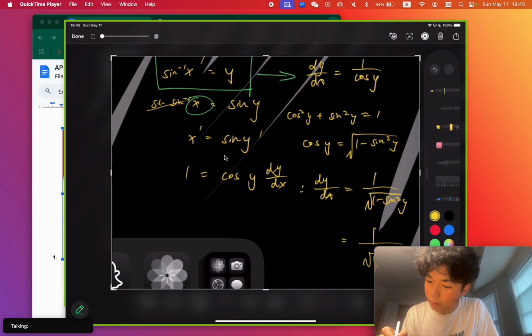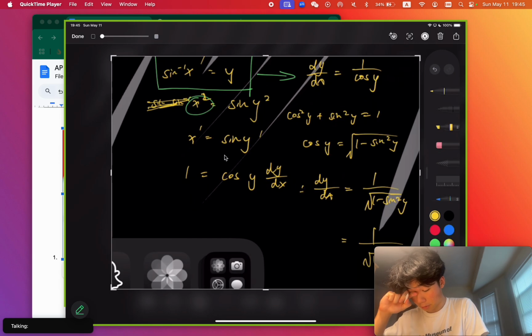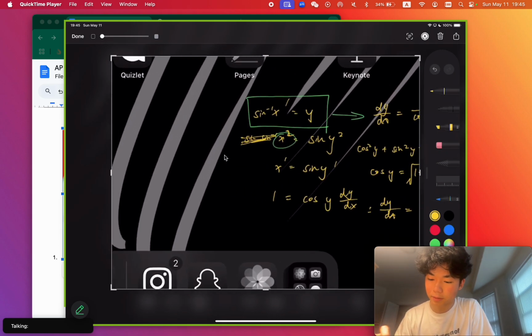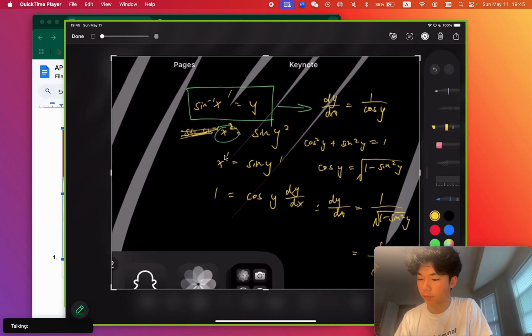Because, okay, look, if you square this, this thing will become squared. Since you have already canceled these, you get x squared equals sine y squared. I hope that makes sense to you. So that's how I get 1 over root 1 minus x squared. And for cosine, it works the same, but you just have to prove it.